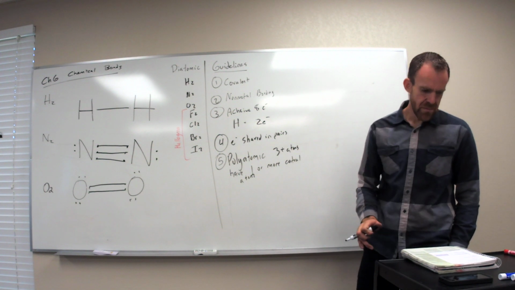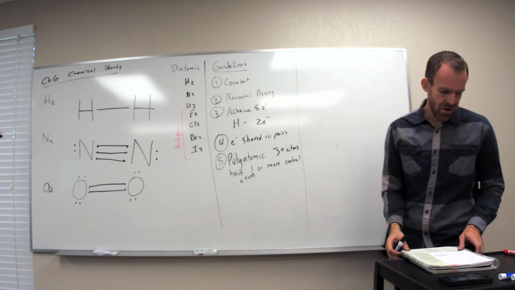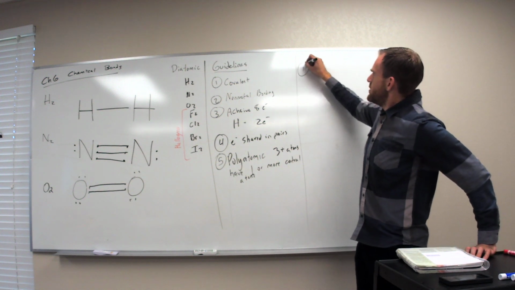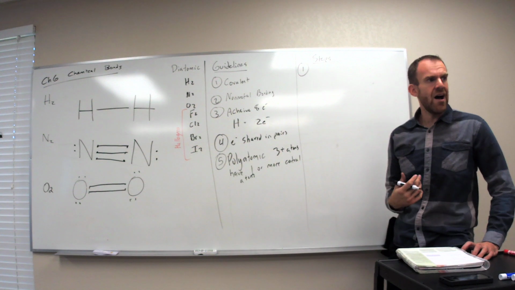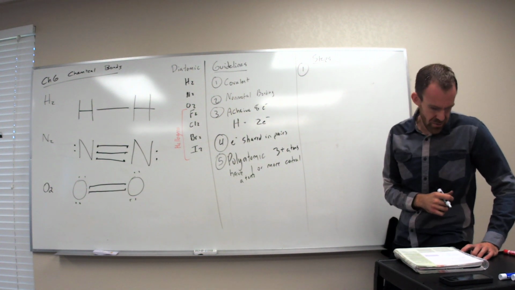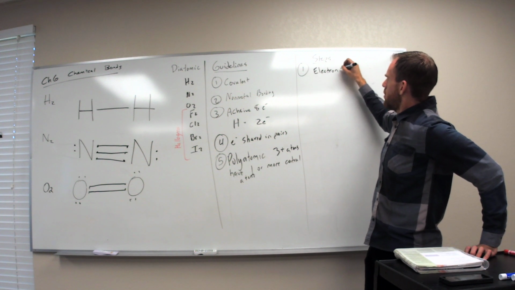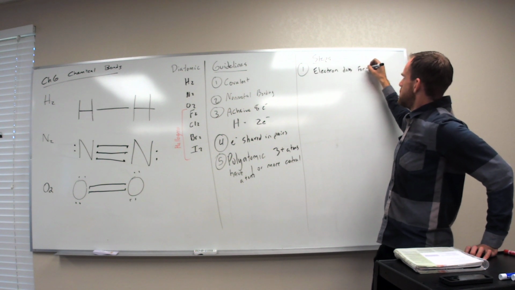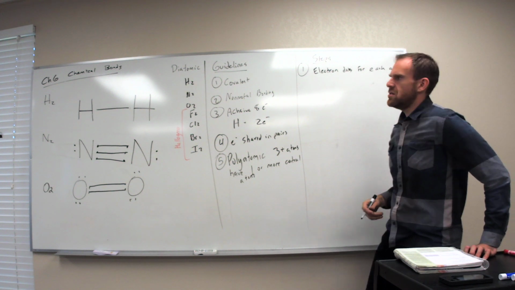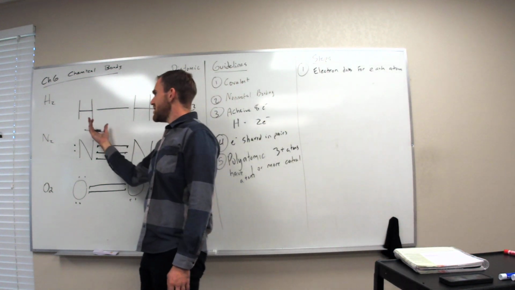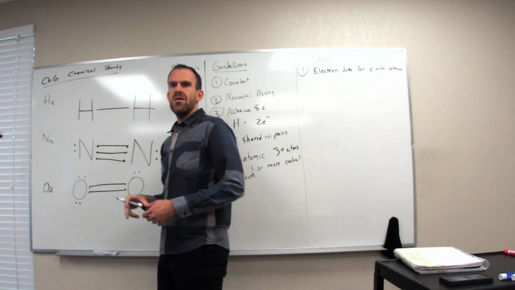Okay, so those are guidelines as we draw these Lewis dot structures. Now, here are the steps. Step 1, you are going to draw out the valence electrons, the electron dot for each element or atom. So, like we did here, we drew the hydrogen by itself with 1 dot. We drew the other hydrogen by itself with 1 dot.